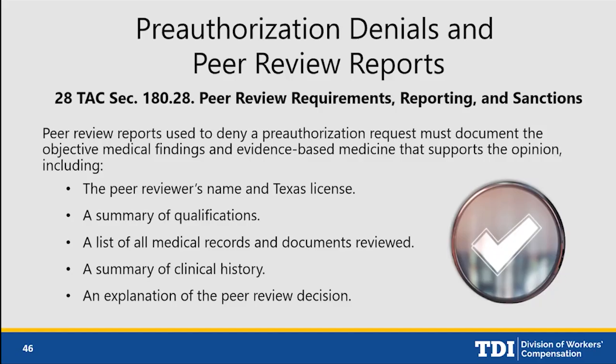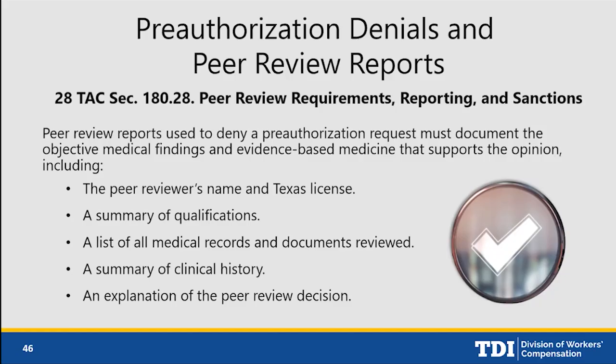So if the utilization review agent bases their adverse determination on an existing peer review report, peer review reports are required to document certain things. They need to have the objective medical findings, evidence-based medicine that supports their opinion. They also need to give the peer reviewer's name and their Texas license number, the summary of their qualifications, as well as a list of all the medical records and documents that they reviewed.